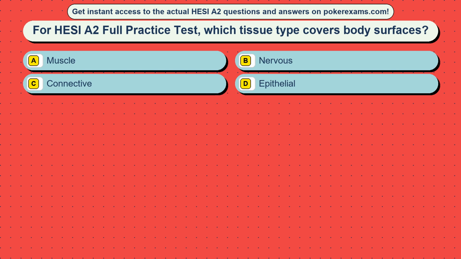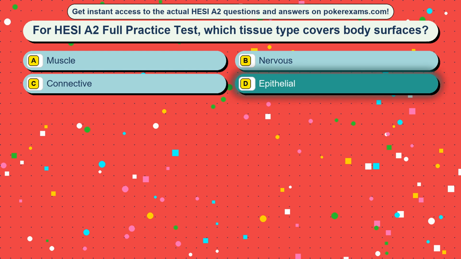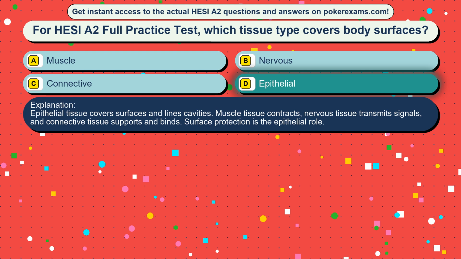Question 2. For HESI A2 full practice test, which tissue type covers body surfaces? Option A, muscle, option B, nervous, option C, connective, option D, epithelial. The correct answer is option D, epithelial. Epithelial tissue covers surfaces and lines cavities. Muscle tissue contracts, nervous tissue transmits signals, and connective tissue supports and binds. Surface protection is the epithelial role.